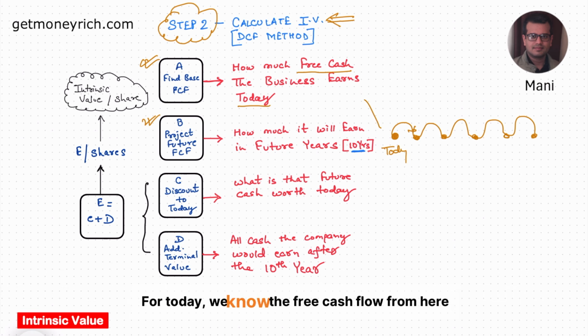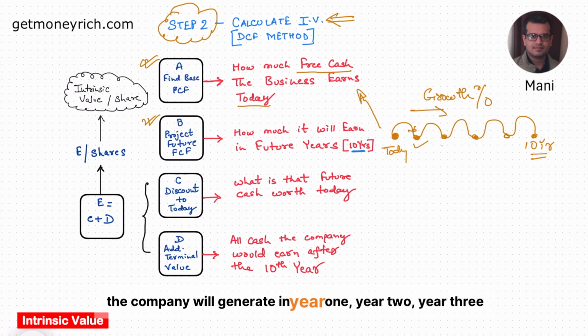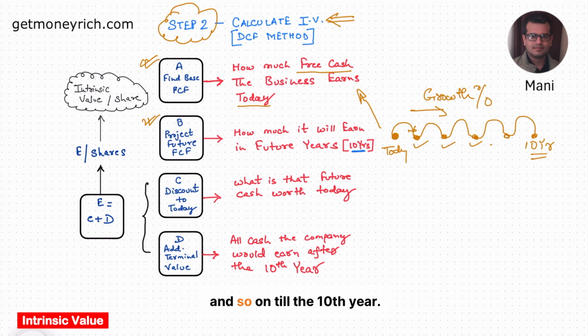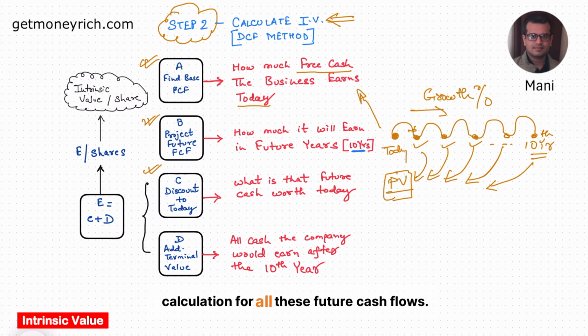For today, we know the free cash flow from here, and we will assume a suitable growth rate, and based on that growth rate, we will try to estimate how much free cash flow the company will generate in year 1, year 2, year 3, and so on till the 10th year. In step C, we will calculate the present value of all these future cash flows that we have estimated for the next 10 years. We will do the present value calculation for all these future cash flows. So this will be step C.